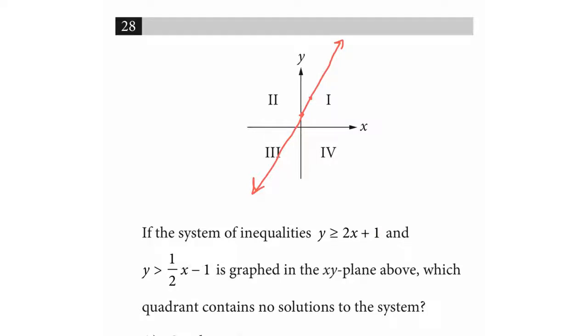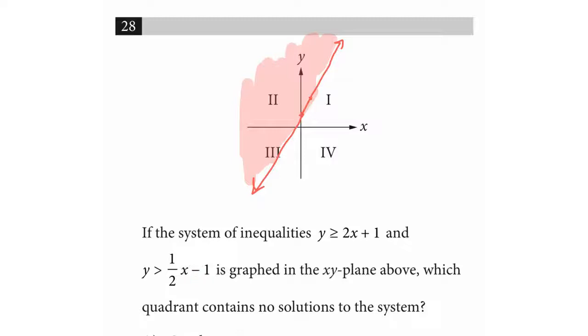So I'm going to shade above the line. That's the way I like to do it. There's different ways of going about that, but that's the interpretive strategy I use. Then we have y is greater than 1/2 x minus 1. So greater than means it's going to be a dotted line. There's no underline underneath this, which means it's going to be a dotted line.